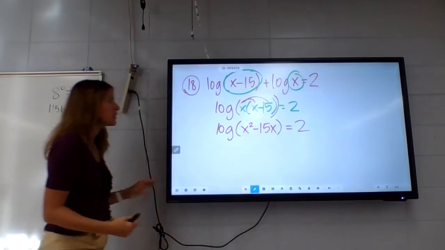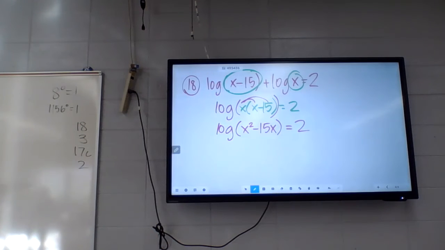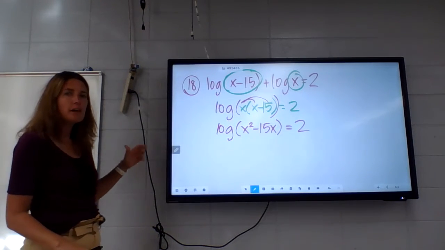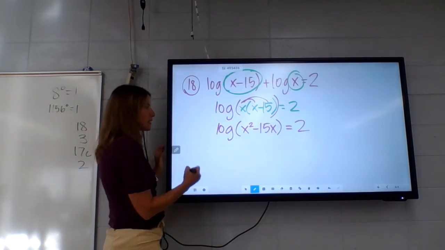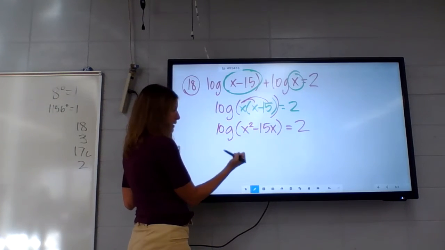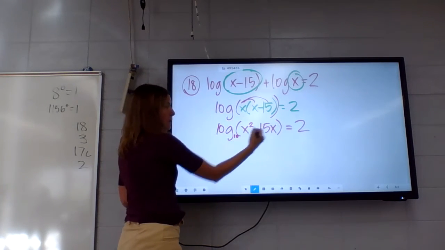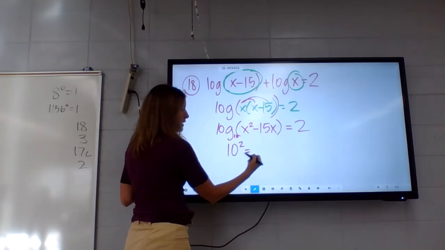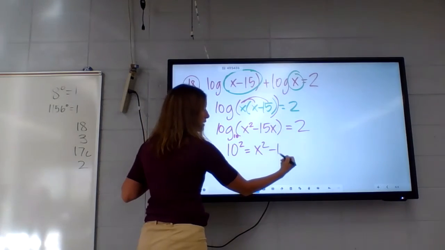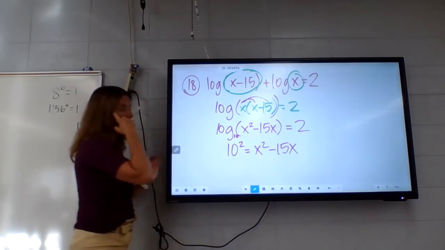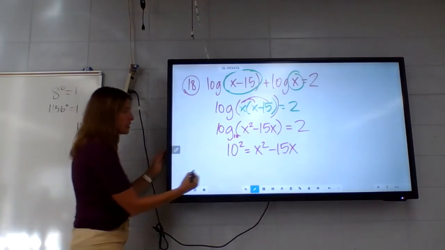Okay. So this is where I'm at. You're probably like, that doesn't look any better than what we started with. It actually isn't that bad. What we can do here is rewrite this in exponential form. This is base 10. So 10 to the second is going to equal x squared minus 15x. 10 to the second is 100.